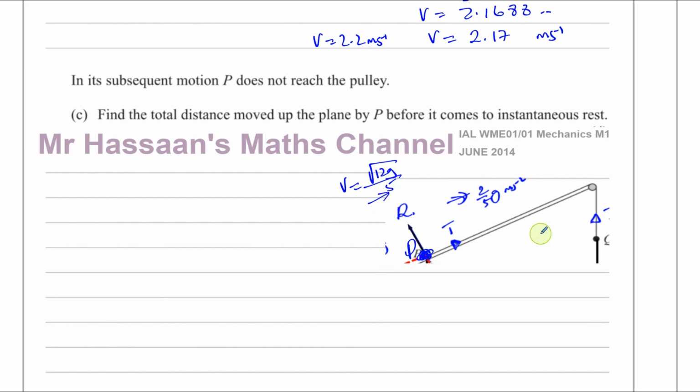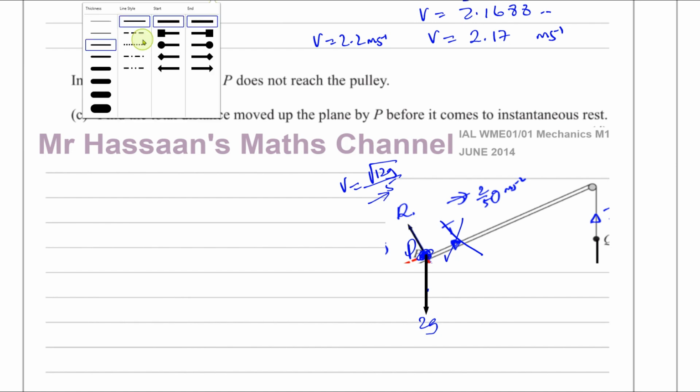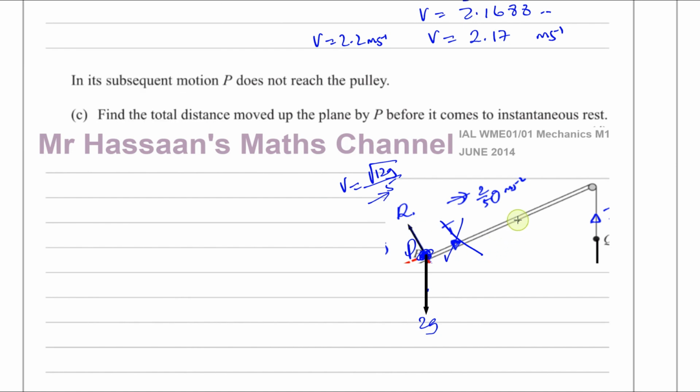All right. So what's going to happen once Q hits the ground? P is going to be moving at that speed. It's not going to just stop straight away. Because Q stops, yes, but now the string is not taut anymore. It's just loose. So once the string becomes loose, there's no more tension. The tension has gone. So the only force acting on P now is its weight, which is 2G newtons. And that's acting down the plane.